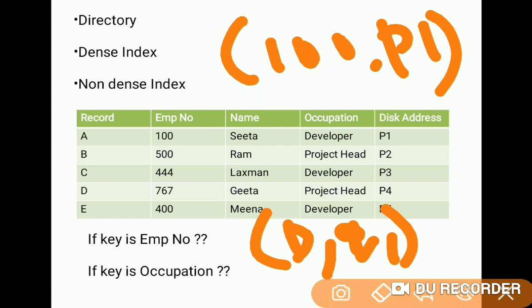Okay, so what will be the Q1? Suppose Q1 is a disk address that stores the list of addresses of all the developers. So all the developers means what? P1, P3 and P5, right? Suppose second index will be project head comma Q2. So Q2 is the disk address where list of all the project heads are stored. Now project heads means P2 and P4. So this example also comes under dense index. Why? Because key is distinct for all the records. Right.